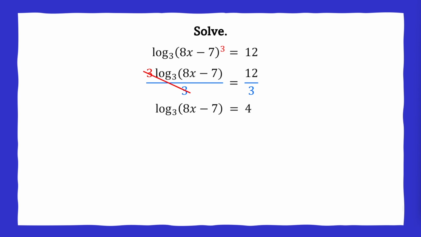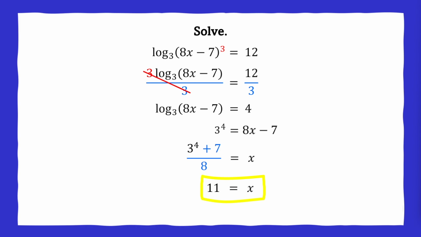Next, we rewrite the logarithmic equation in exponential form, where 3 is the base and 4 is the exponent, and the result is 8x minus 7. Isolate x by adding 7, then dividing by 8. 3 to the 4th power equals 81, plus 7 is 88. Divided by 8, x equals 11.